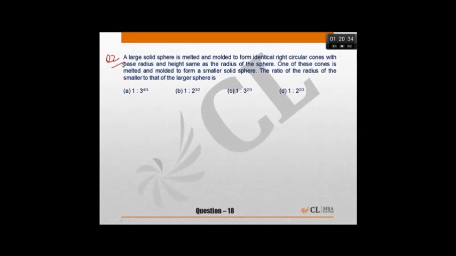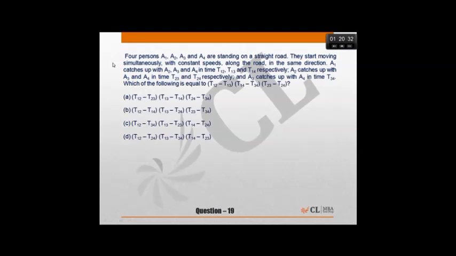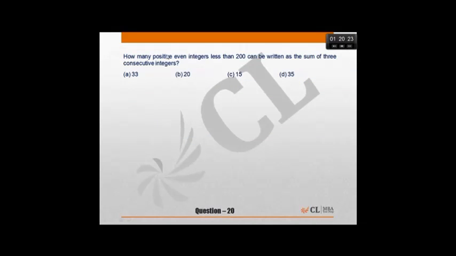Mensuration, round 2. Time, speed, distance, constant speeds, etc. But looks complicated. Look at it only in round 2. How many positive even integers less than 200 can be written as the sum of 3 consecutive integers?